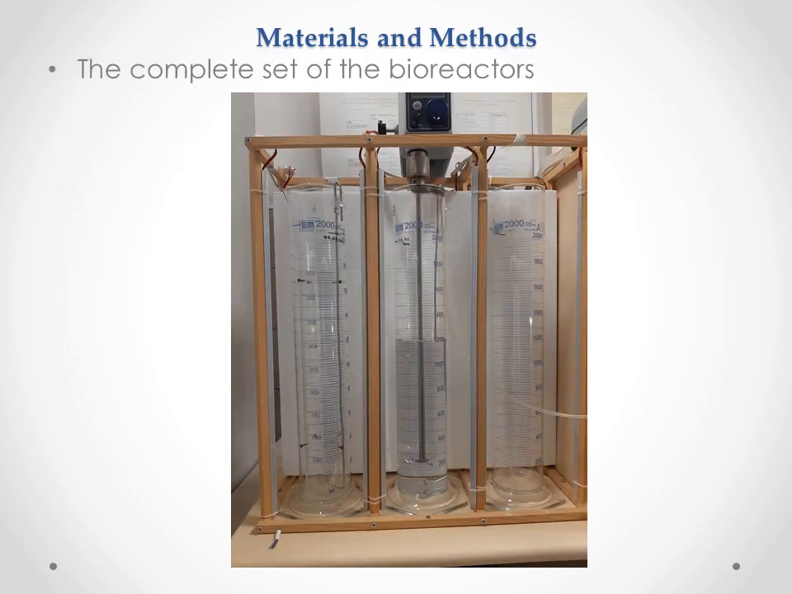As for the materials and methods used in this study, in this image we can see the complete set of the 3 different bioreactors that we installed in our laboratory. In the middle we have the stirred tank bioreactor with the stirrer placed on top of it. On the left we have the bubble column bioreactor, and on the right we have the internal loop airlift bioreactor.